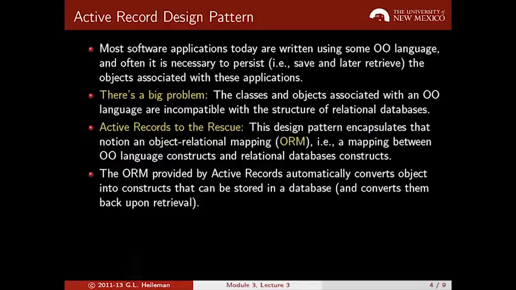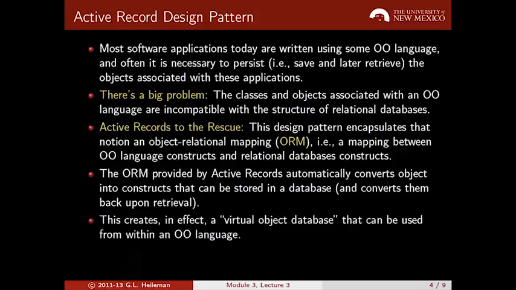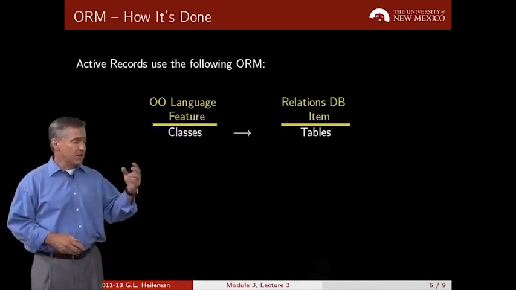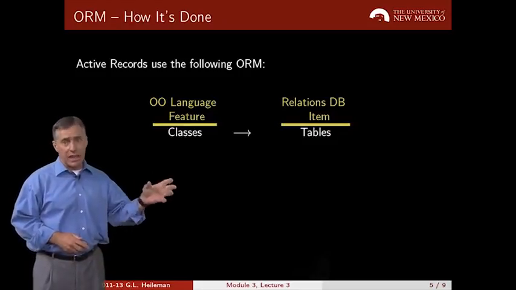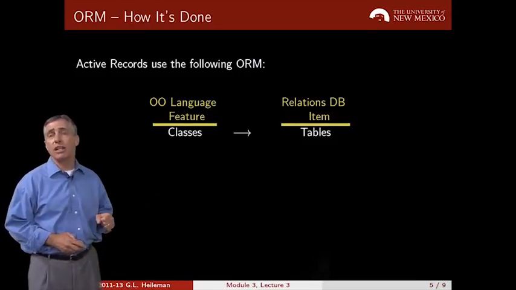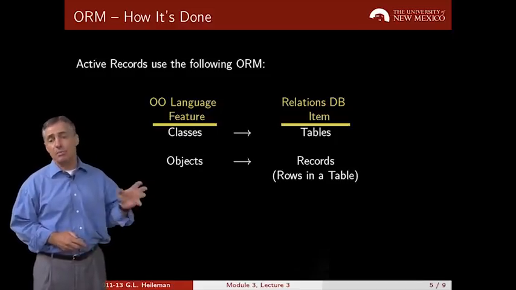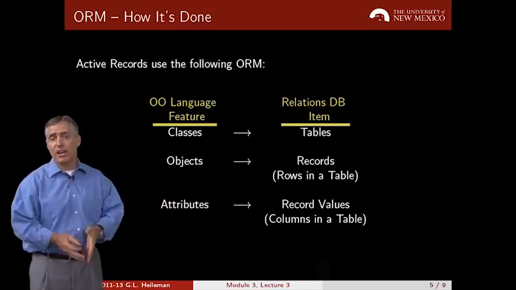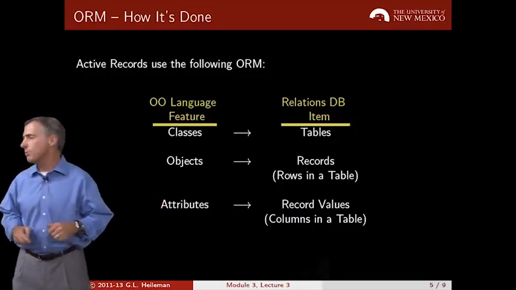It automatically converts, in other words, between the various objects and classes in an object-oriented language and stores them in the tables and columns of a relational database. So this creates what's in effect a virtual object store that you can use as a part of your back-end database. Here's how that object relational mapping works. First, the object-oriented language feature, a class, gets mapped to tables in a relational database. Objects get mapped to records, or in other words, rows in the table, and then the attributes get mapped to particular record values, in other words, the columns in the database table.